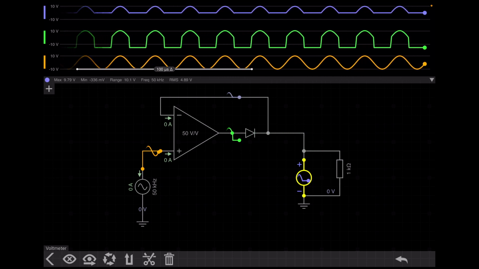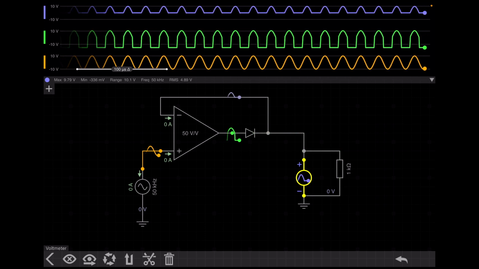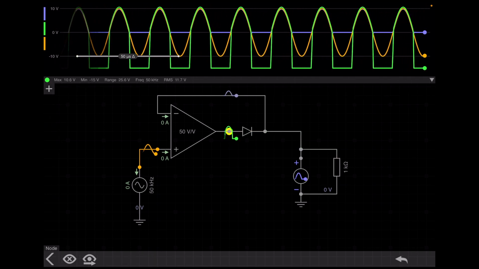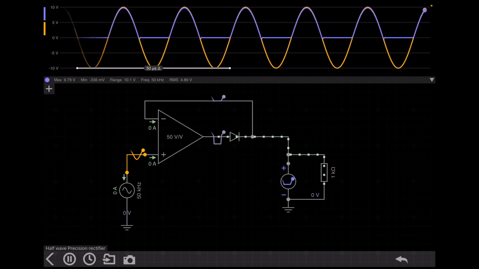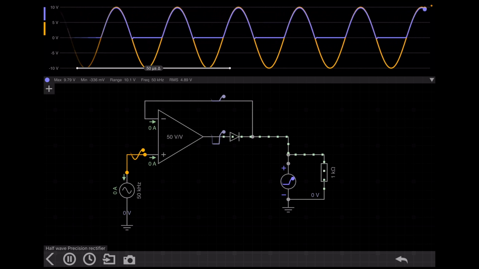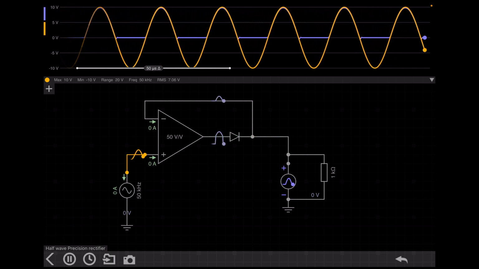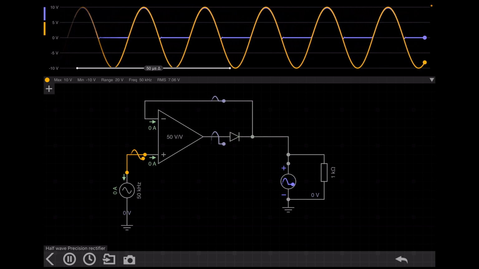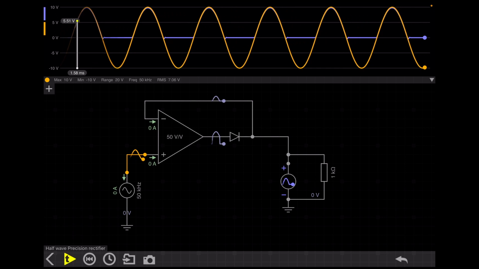The top waveform is just the output after the diode, and you can see it is a perfect half wave. If I delete this one, you can see the blue one is the output voltage and the orange one is the input voltage. In the orange one we see the full sine wave, but in the blue one we see the half sine wave. So this is the circuit without a capacitor.